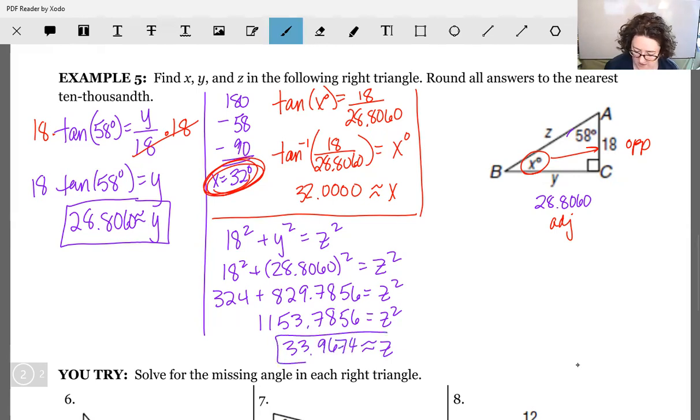33.9674. And again, if you wanted to, you could verify this using trigonometry, and you could use any version that you want, as long as you're careful of identifying which angle you pick and which values, how many decimal points you're using in those values.